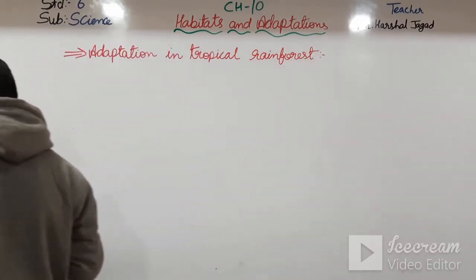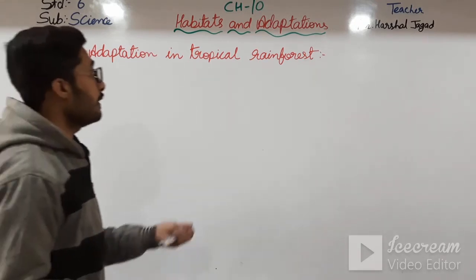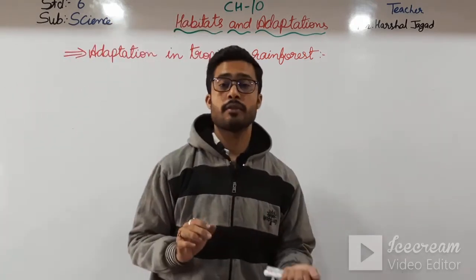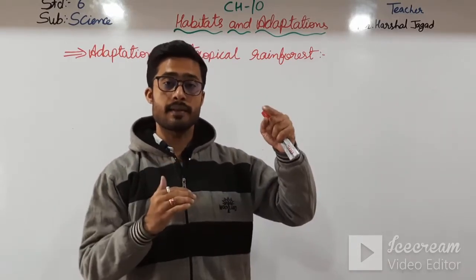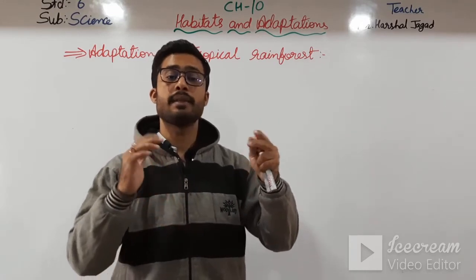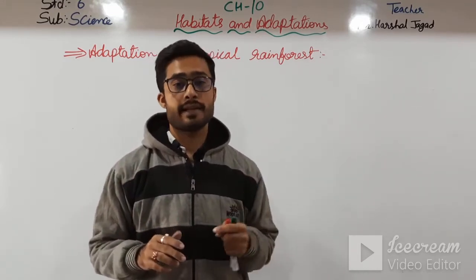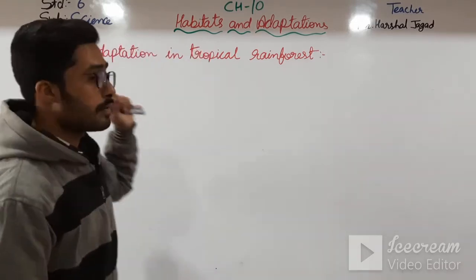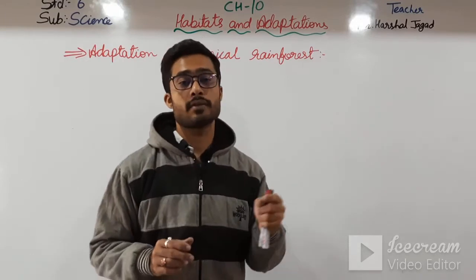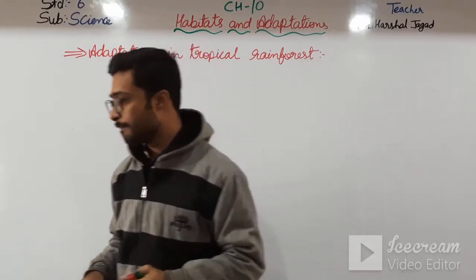So, what are the adaptations of the plants and animals in the tropical rainforest? First of all, tropical rainforests are situated between the Tropic of Cancer and the Tropic of Capricorn, around the equator. From that, we will see the adaptations. First we will see the plants, and after that we will see the animals.